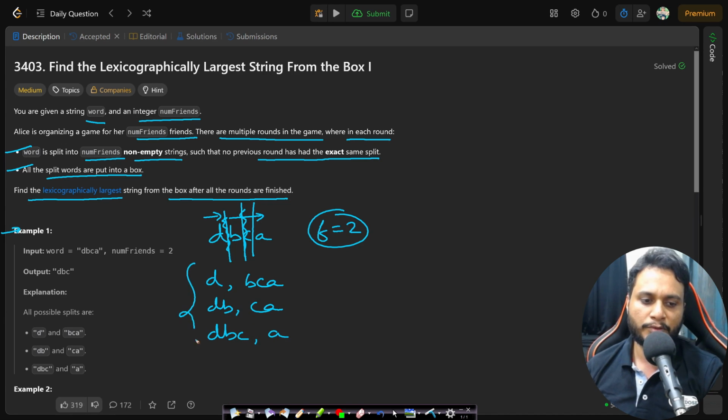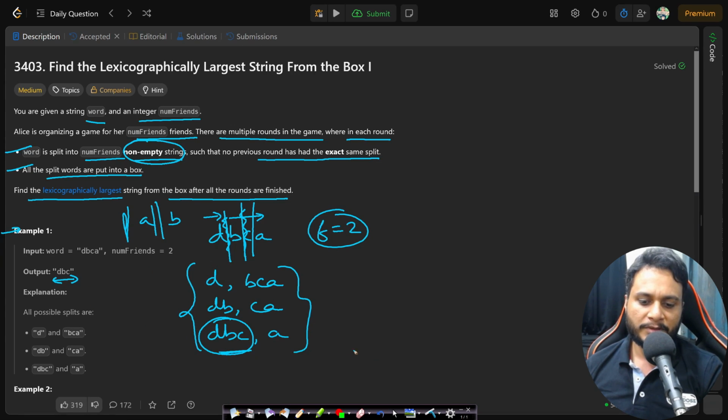Now you cannot divide right in the beginning or at the end, because the problem statement mentions that each of the friends should get a non-empty string. So you cannot put a slice in the beginning. Out of all these combinations of strings, you have to return the one which is lexicographically the largest. If you compare all these strings, DBC is the one which is lexicographically largest, and that is why this is the answer.